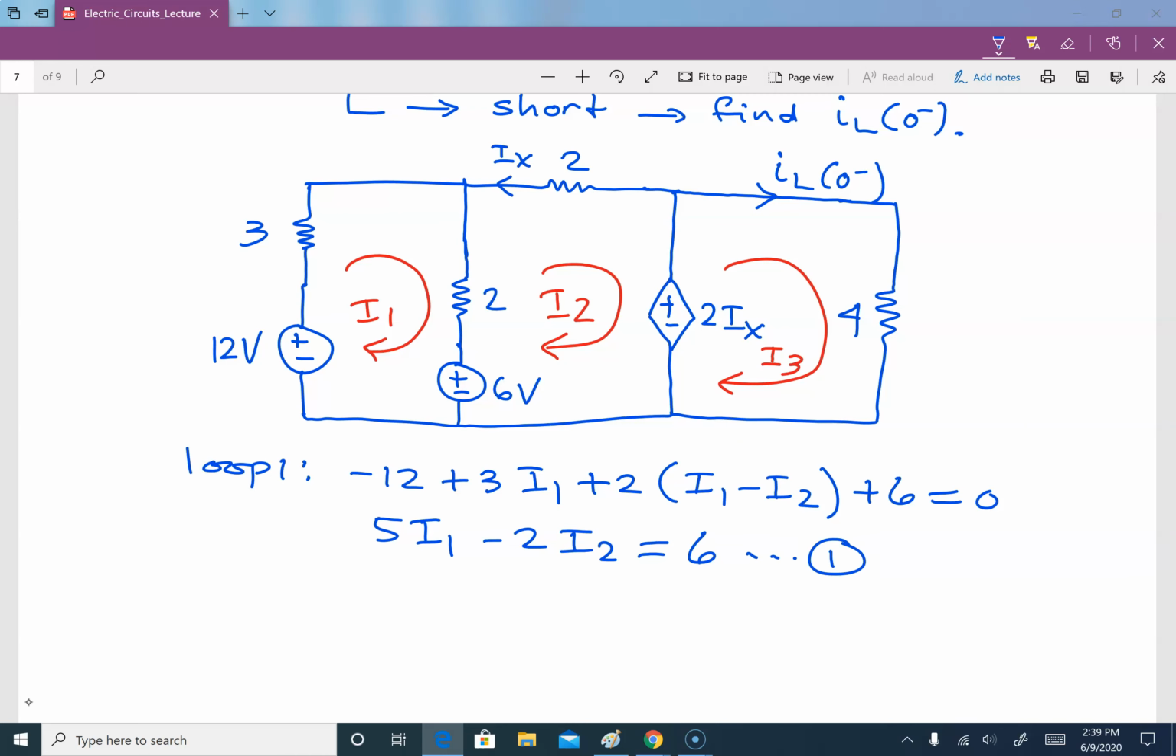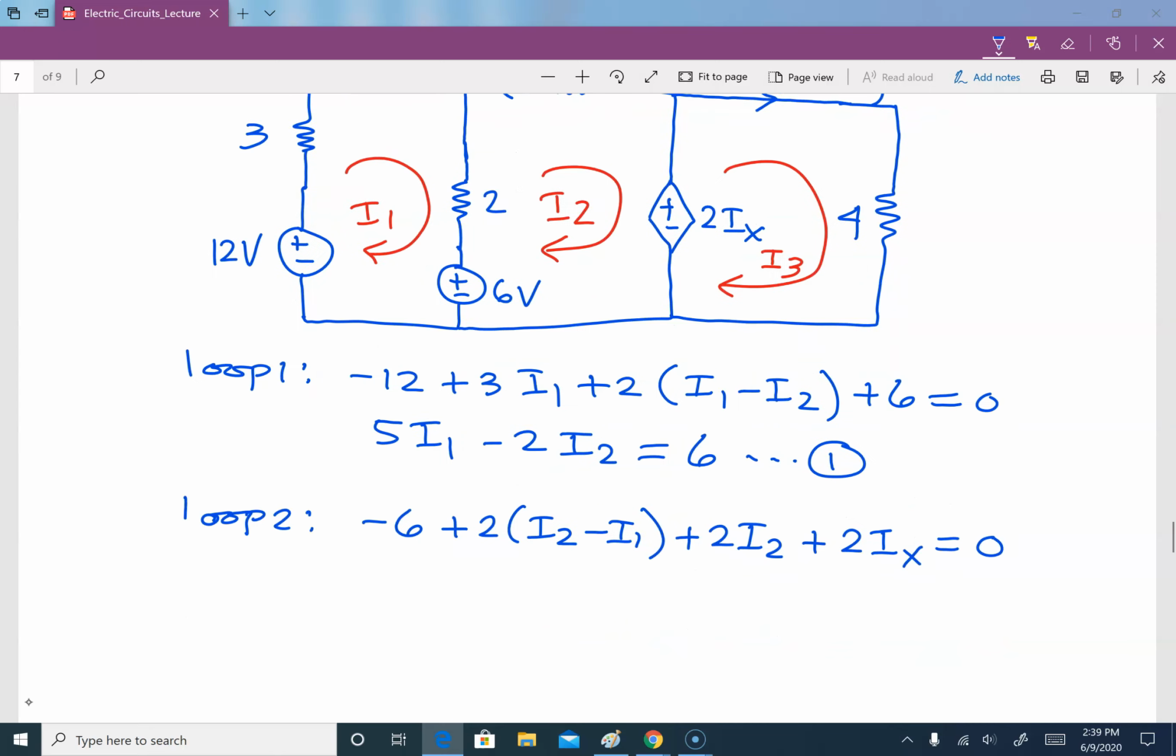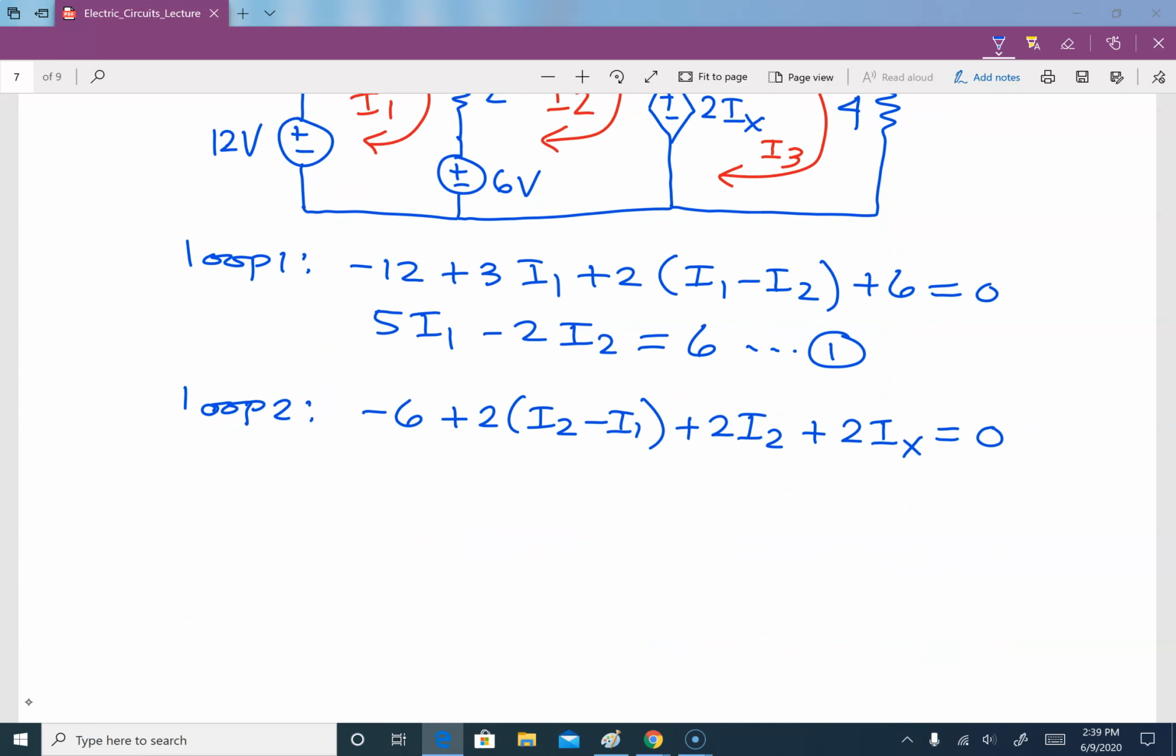Now, when we go to the second loop, so loop 2, we have minus 6 plus 2 times (I2 minus I1) plus 2I2 plus 2Ix, that is equal to 0. So we will collect terms, we have negative 2I1, 2I2 plus 2I2, that is 4I2, plus 2Ix, that is equal to 6. And this is our second equation.